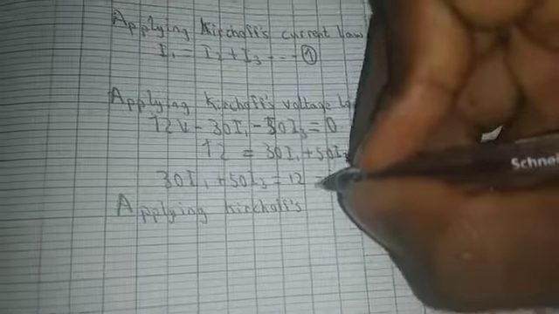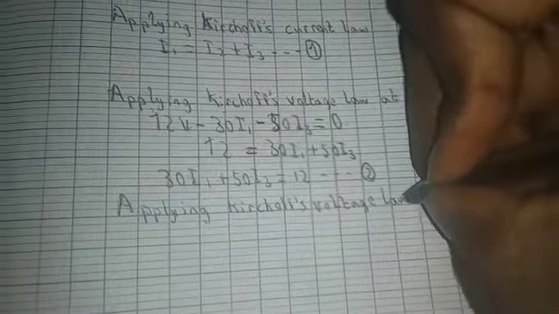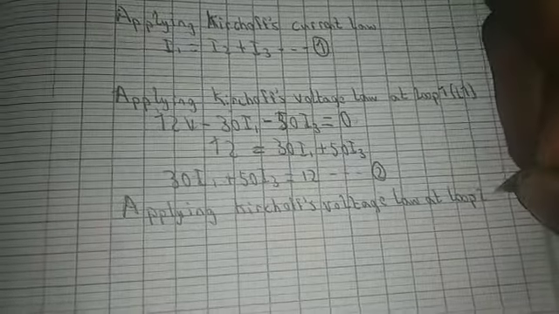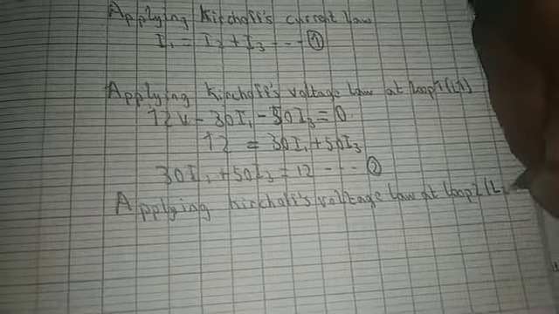applying Kirchhoff's voltage law at loop 2. Okay, subscript 2, whatever you call it. So we'll do the same thing over here, loop 2. We'll start from the 50 ohm. The loop is going in this direction, but the current is going downwards. So different directions, positive. So that'll be 50 I3.